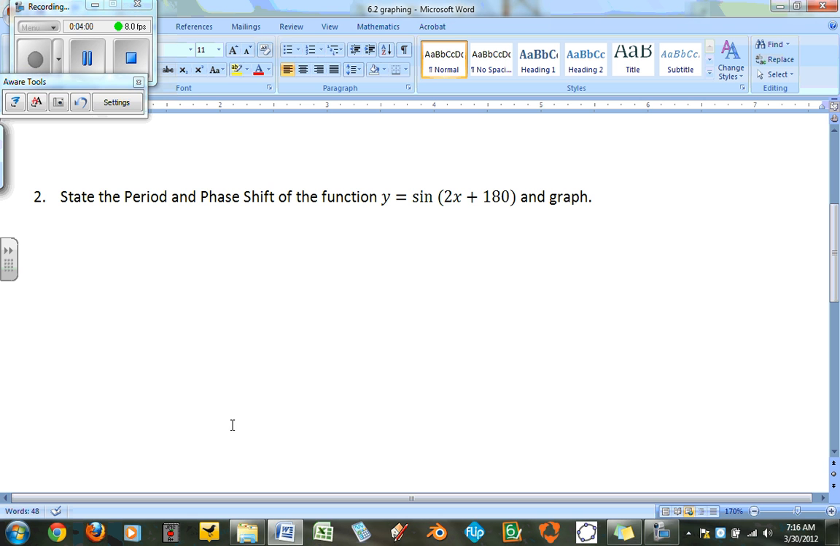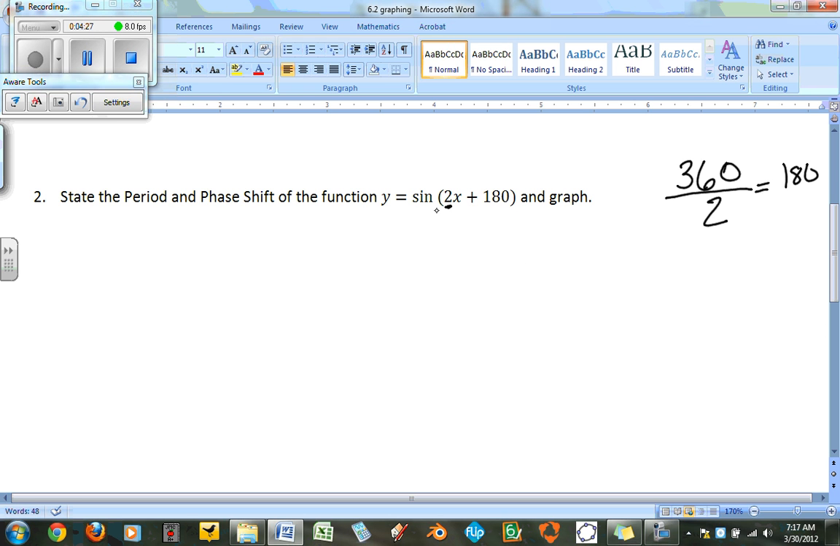All right, let's talk about this. The normal period of a sine function is 360 degrees. We just saw that up above. It repeats itself every 360 degrees. To find the period, we go 360 divided by k, and k in this case is 2. So we're going to have a period of 180 degrees, which means our graph is going to repeat every 180 degrees.